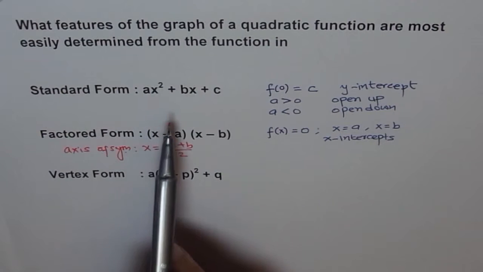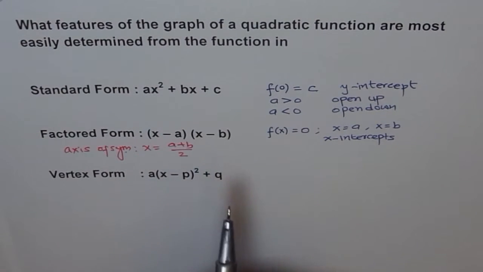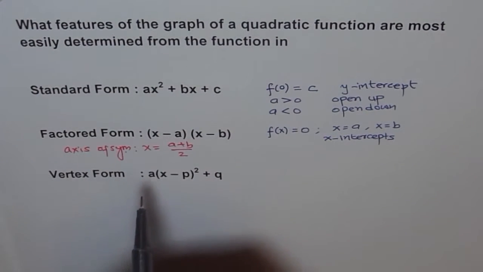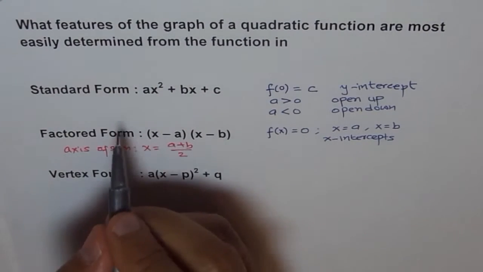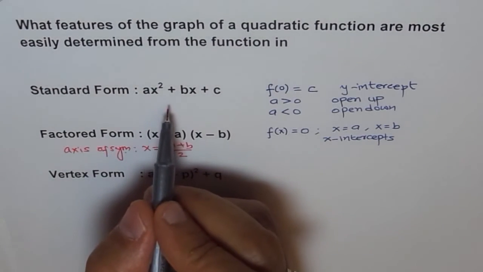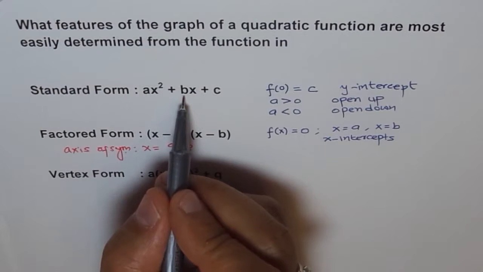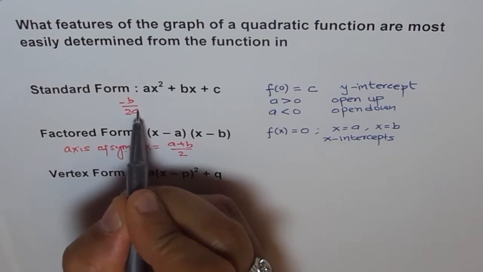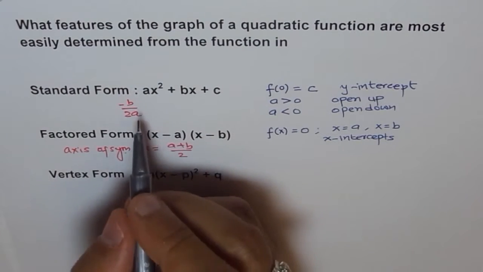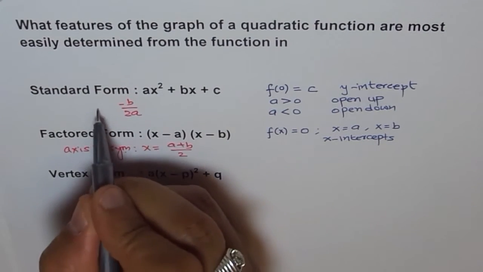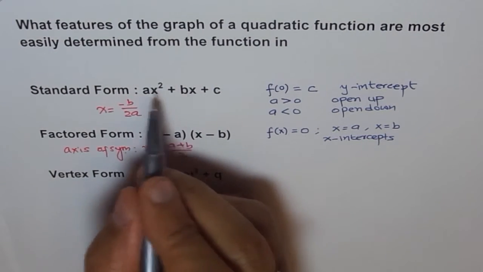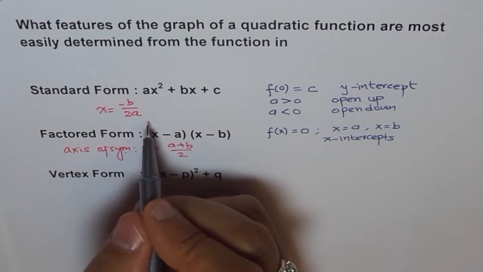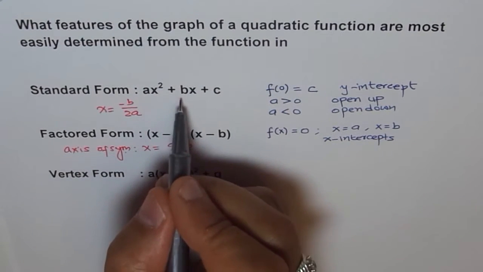Correct? Let me go back to the standard form. Here also you can get the axis of symmetry, and how will you get it? You'll find that when you do completing the square, you have to halve this term, plus and minus the square of that, right? So this term, minus b by 2a, is the axis of symmetry, the x point, right? And the value of the function at that point will give us the vertex. So you can calculate, right?